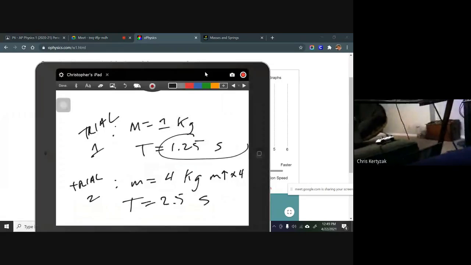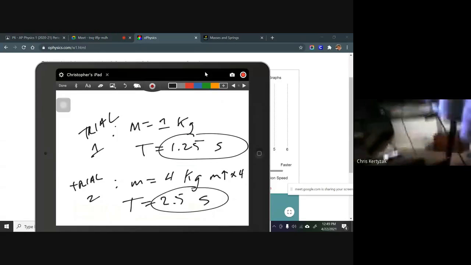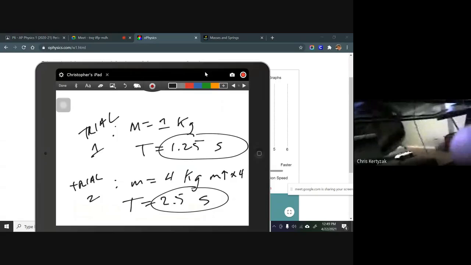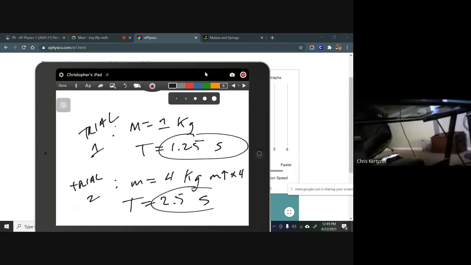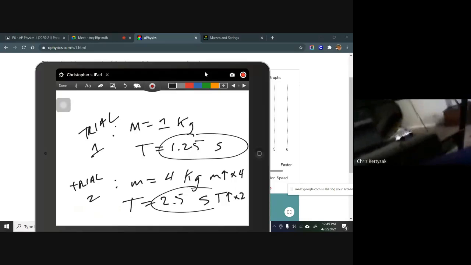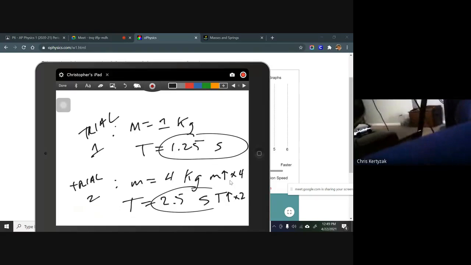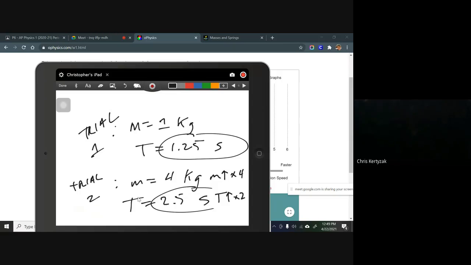Now notice that the first trial was half of the period. This new trial was twice as much time. So we notice again that there is a mathematical correlation here, not just some random correlation. They're mathematically connected. So the period increased by a factor of 2, right? That tells me if the mass goes up by a factor of 4, square root of 4 is 2, the period goes up by a factor of 2. That tells me there's a square root relationship between mass and period.